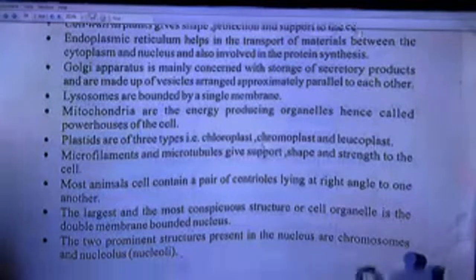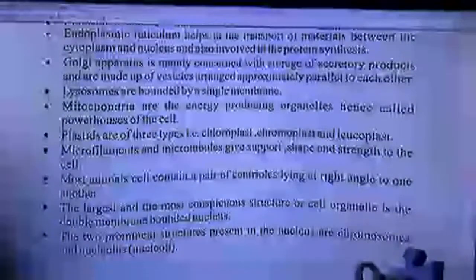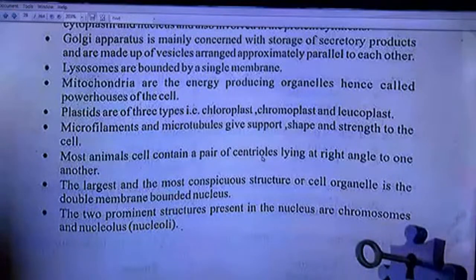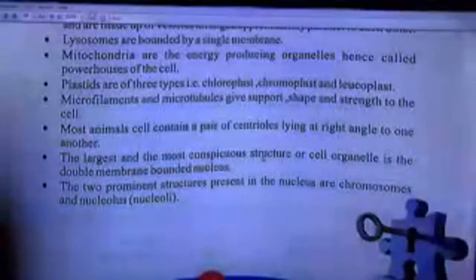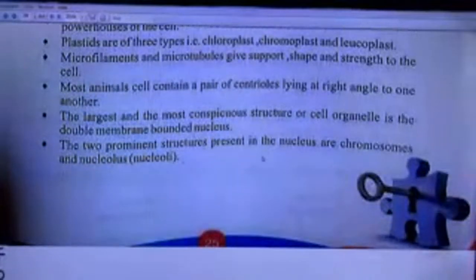Endoplasmic reticulum helps in the transport of material between the cytoplasm and nucleus and is also involved in protein synthesis. Golgi apparatus is mainly concerned with storage of secretory products and is made up of vesicles arranged approximately parallel to each other. Lysosomes are bounded by a single membrane. Mitochondria are the energy producing organelles, hence called the powerhouses of the cell. Plastids are of three types: chloroplast, chromoplast, and leucoplast.